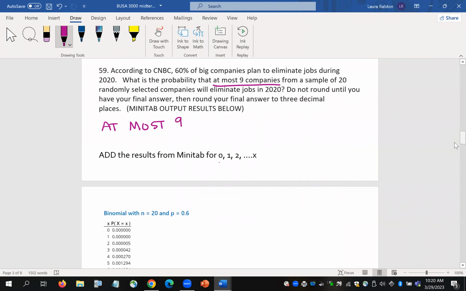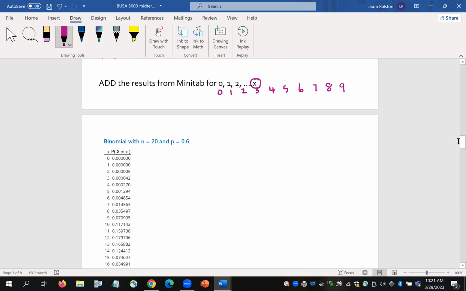So in this problem, the question was at most 9. So you're going to add the values for 0, 1, 2, 3, 4, 5, 6, 7, 8, and 9. In this case, the way this is written, you do include the 9. So I need from 0 all the way up to 9. I have to add those values together. You'll have to be extra, extra careful, okay? But you want to add those numbers together.